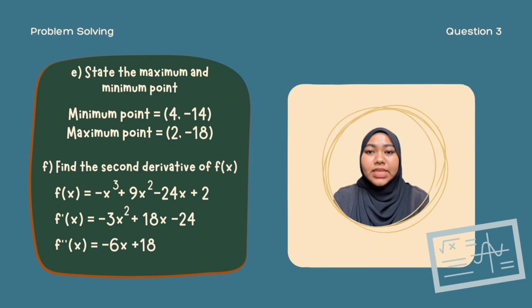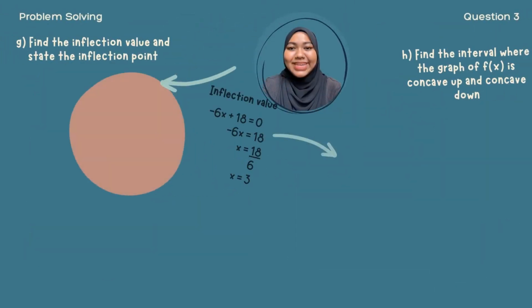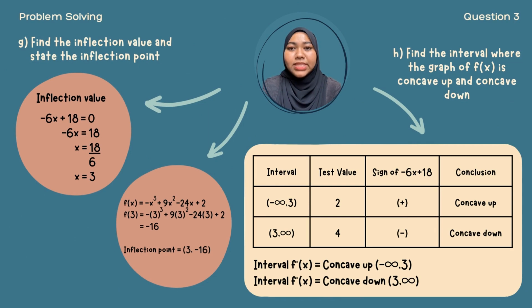After that, we need to find the second derivative of f(x), which is negative x cubed plus 9x squared minus 24x plus 2. We differentiate and we got f prime x equals negative 3x squared plus 18x minus 24. And we differentiate again, so we got negative 6x plus 18. Then we need to find the inflection value by using our latest equation, which is negative 6x plus 18 equals 0. And we simplify until we got x equals 3. Second, we use the substitution method. We substitute 3 into the equation of f(x), and the answer is equal to negative 16. So our inflection point is (3, negative 16).